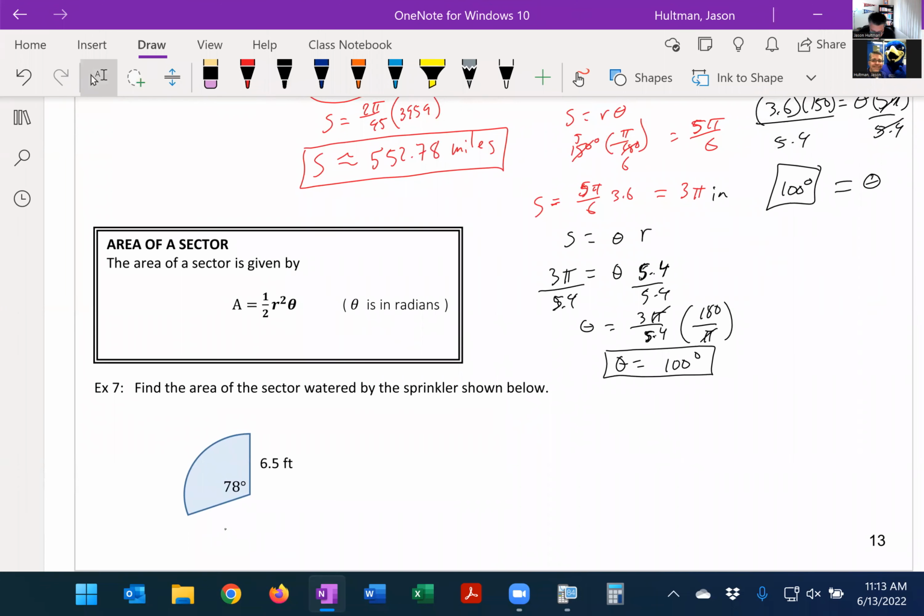Okay, so area, let's talk about area. The area of a circle is pi r squared. That's for the whole circle. Now, if I let my theta be in radians, what is the radian measure of a whole circle? Well, it's 2 pi. 2 pi is the whole circle. So I say, oh, well, this is pi r squared.